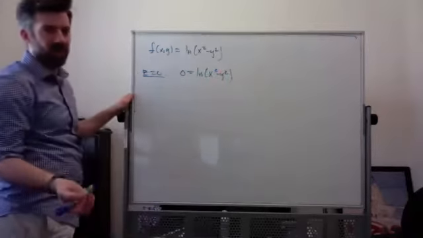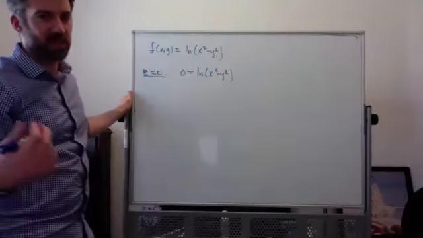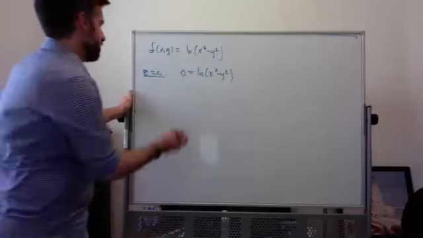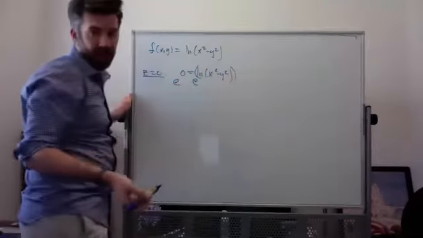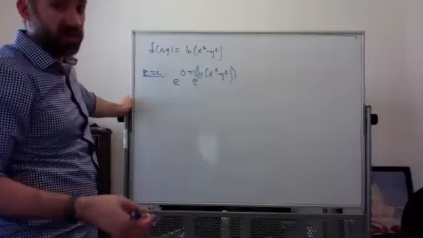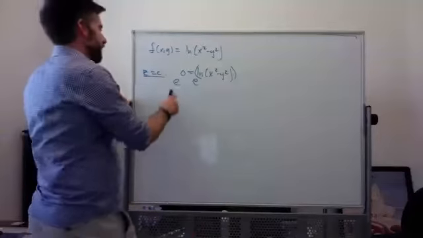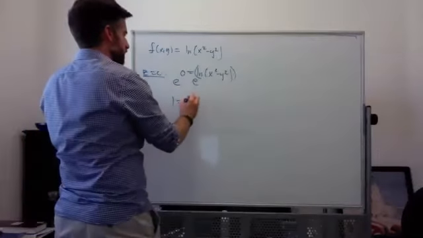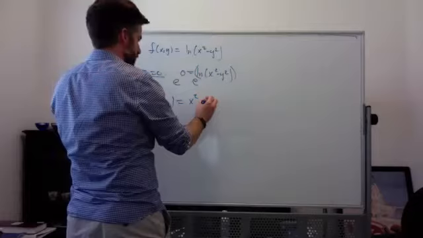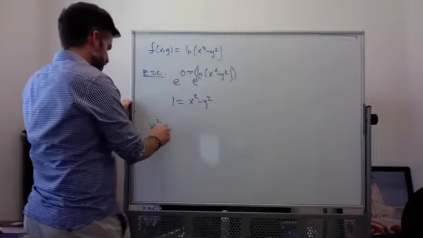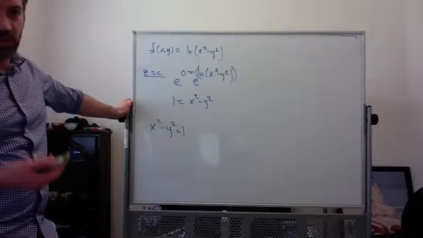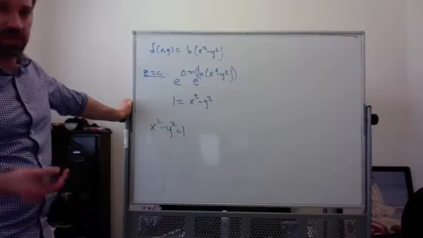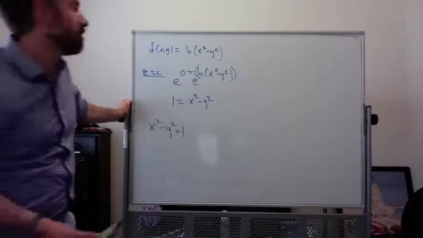And then I'm going to try and rewrite this as an equation that at least makes some sense to me. So I'm going to do e to the 0 on both sides. Or if I had 0 equal to the square root of x plus y, I would square both sides. And then e to the 0 is 1, so 1 equals x squared minus y squared. So this is an equation you might be familiar with. When you have x squared minus y squared equal to a number, or y squared minus x squared equal to a number, it's a hyperbola.